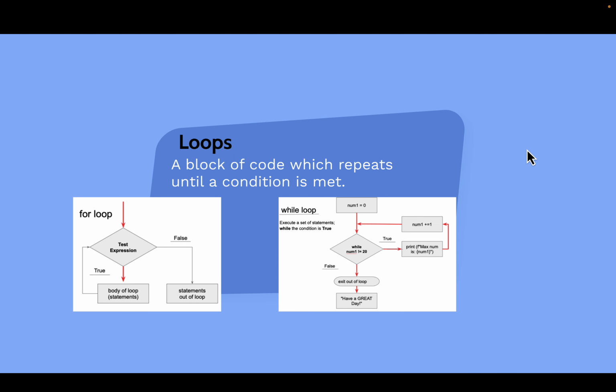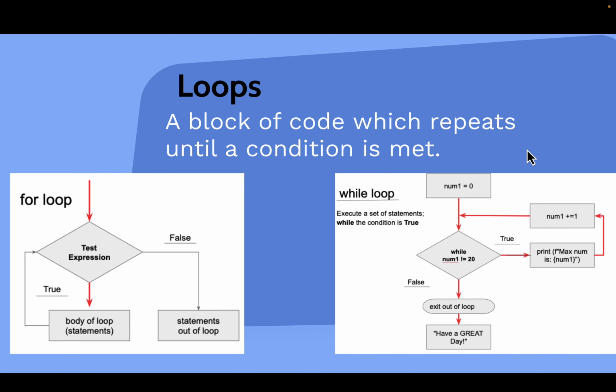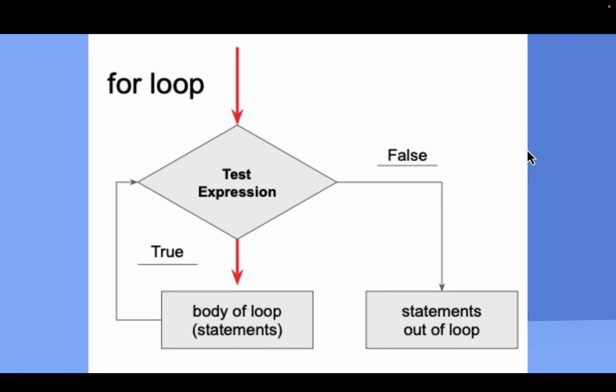Loops, another very important element in programming. Basically, it's a block of code, and the keyword here is repeats. It repeats until a specific condition is met. The two most common types of loops are for loops and while loops. So we have a for loop. You notice that we have a test expression, and that expression executes while the condition is true. Once it's false, it routes out and does other things in the program.